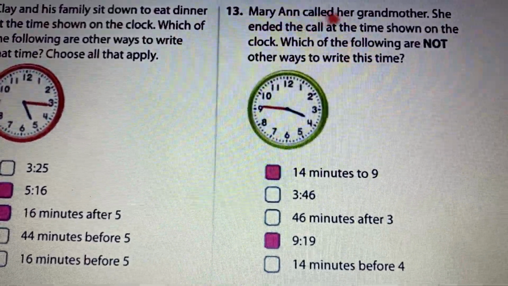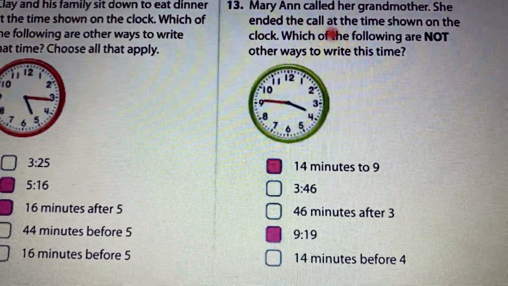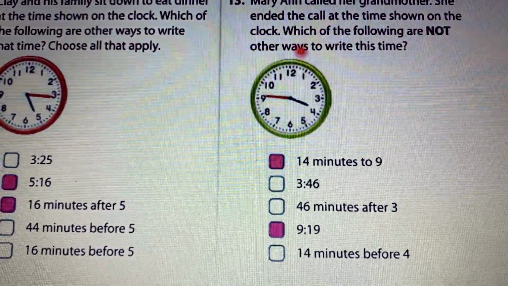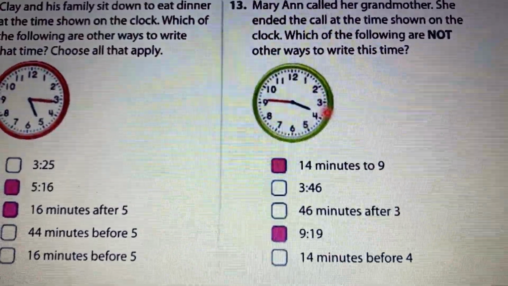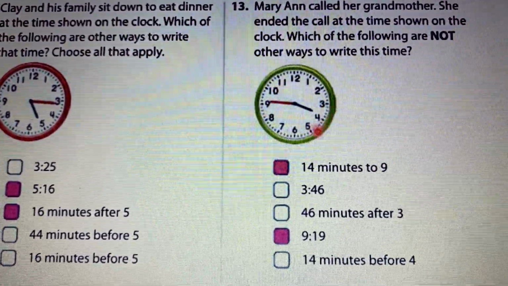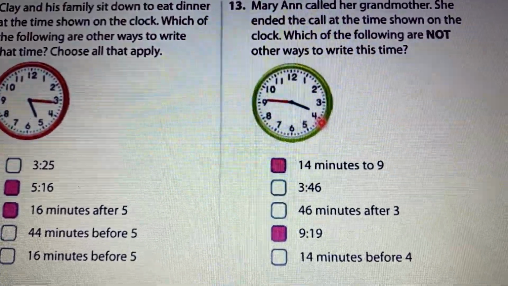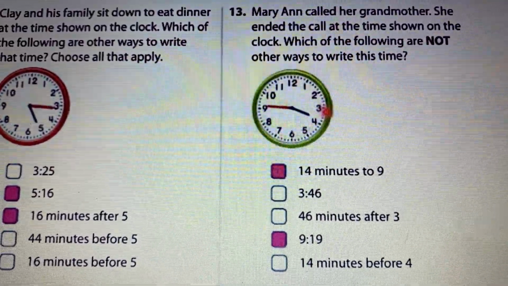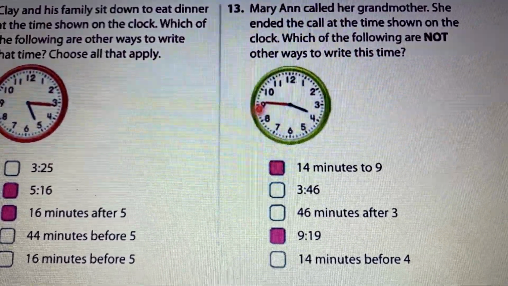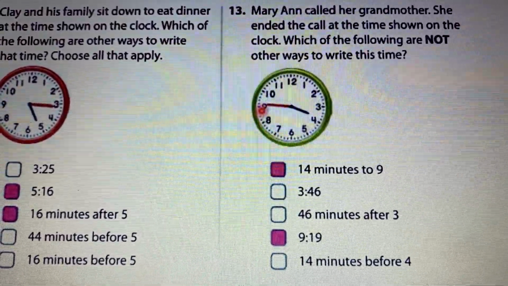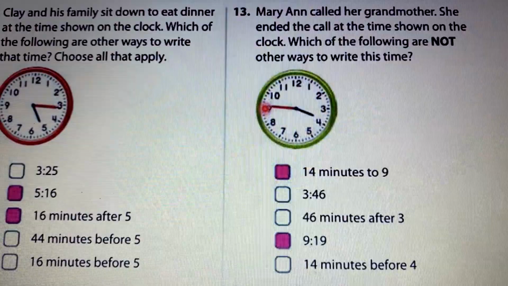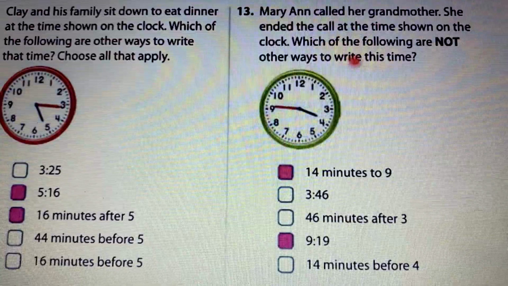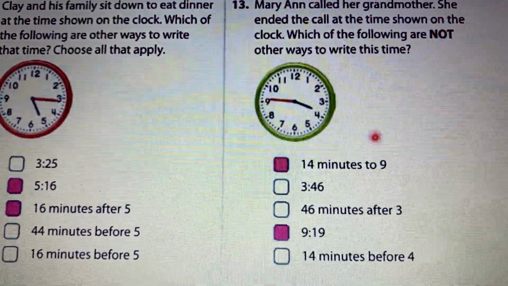Mary Ann called her grandmother. She ended the call at the time shown on the clock. Which of the following are not other ways to write this time? So look here. It's between 3 and 4. Is it 4 yet? No. Okay, so the time is 3, and here on 9 the minutes are supposed to be 45. So it's after 45 by 1, so it's 46. 3 and 46. They said which of the following are not other ways?